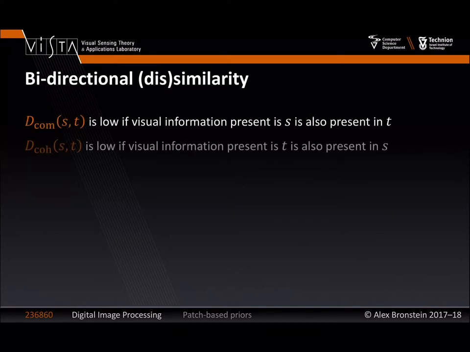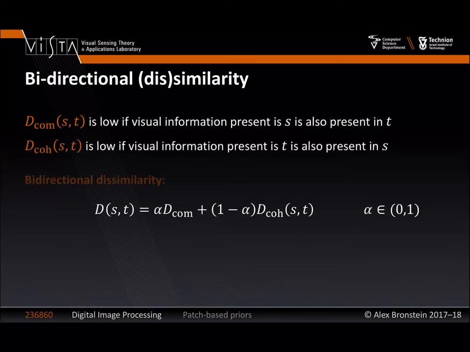And I can combine them into some convex combination. I will take alpha between 0 and 1. I will weight completeness by alpha, coherence by 1 minus alpha, and I can form what is called the bidirectional dissimilarity that measures both coherence and completeness, and alpha governs how much each of these is important. And I can take alpha to be 1/2, basically, to symmetrize this completeness distance.